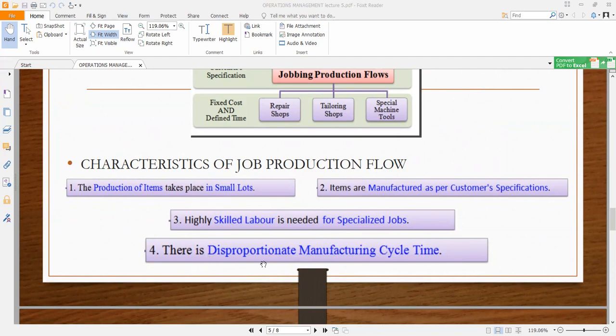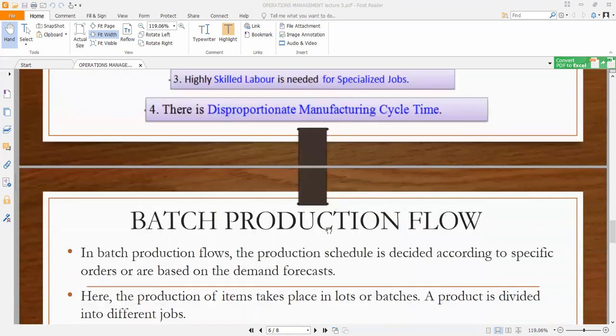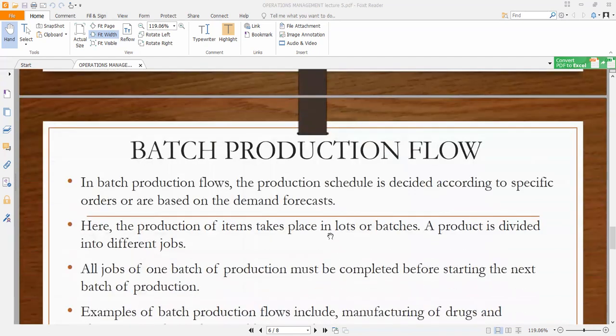Four, there is disproportionate manufacturing cycle time. So the cycle time is different, like we indicated in the main characteristics. Then let's look at the batch production flow. I'm sure by now you are able to relate these to the characteristics that we looked at as we were starting. In the batch production flow, the production schedule is decided according to specific orders or is based on demand forecasts.